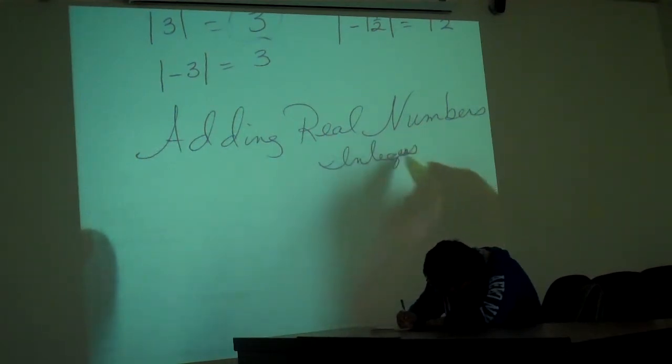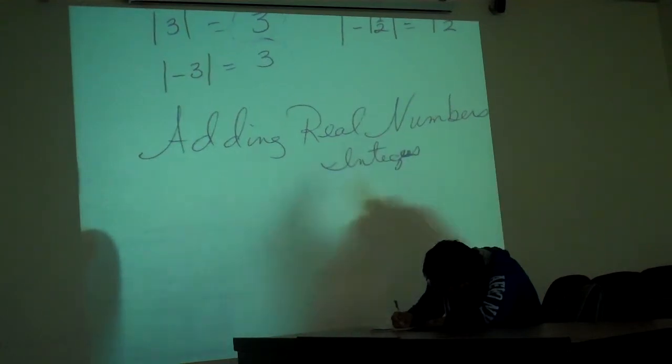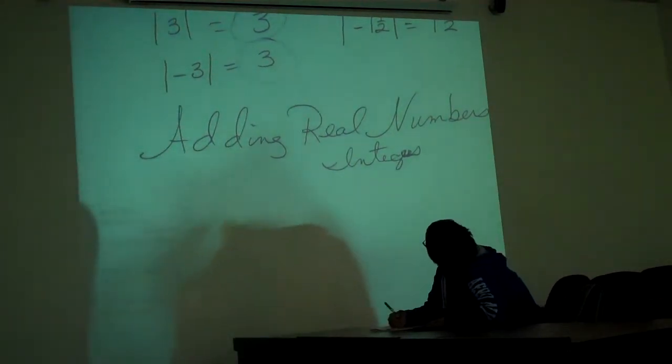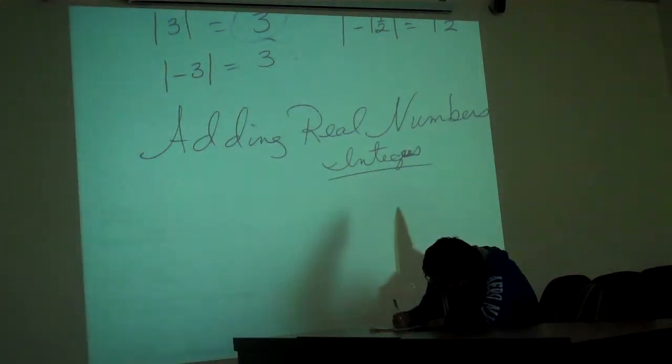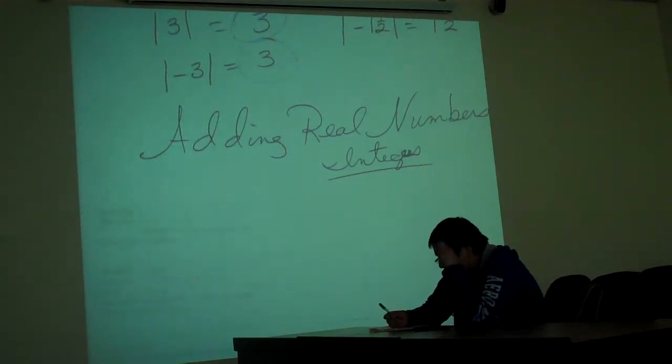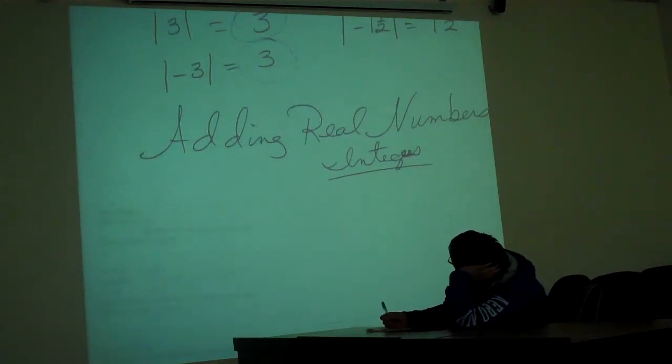Integers are all the negatives and 0 and all the positives. So this means we're going to be adding numbers, and they could either be both positive, both negative, or a positive and a negative. It could be a mixture of anything.